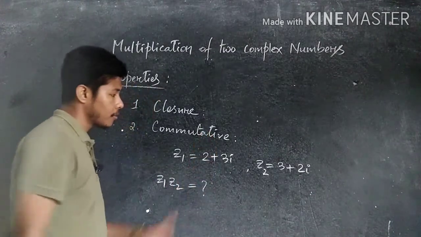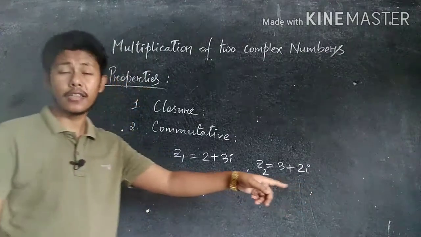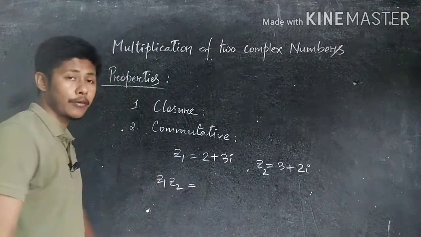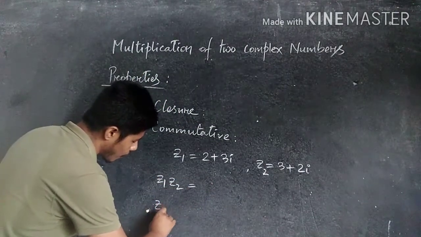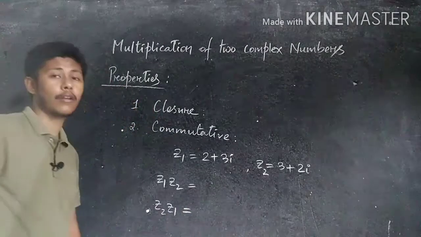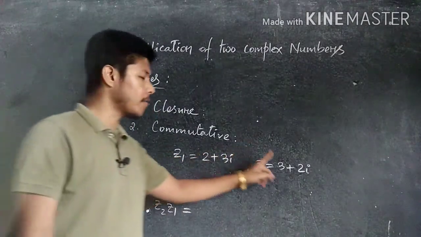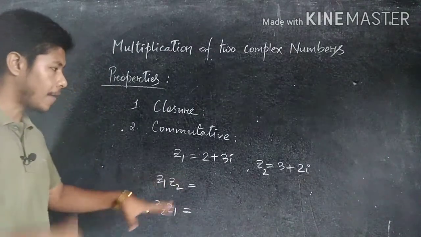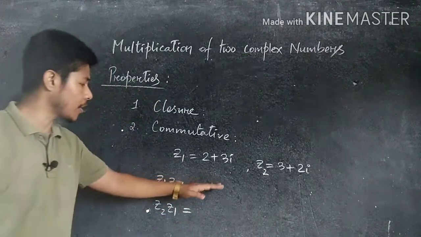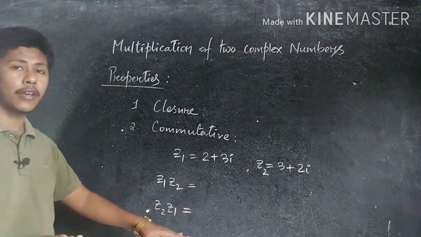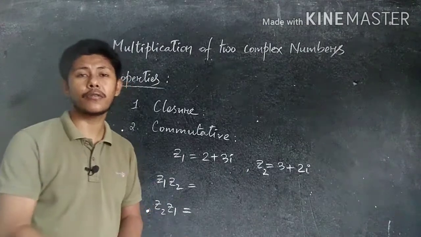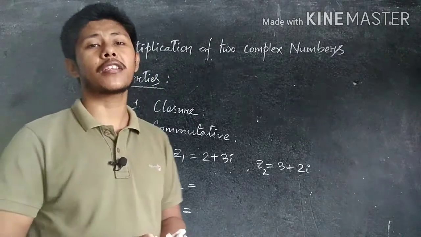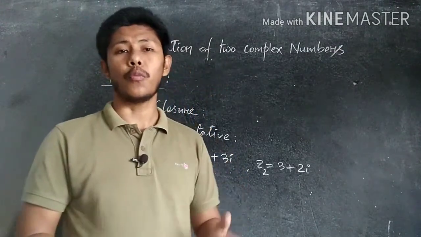So easily we can multiply these two. So z1 into z2 we have to multiply, and after that we get some result. In the same way we have to multiply z2 and z1 also. First time we multiply z1 into z2, and second time we multiply z2 into z1. And if we get the same result in both places, then we can say z1 z2 equals z2 z1. So from here easily we can say yes, the multiplication of two complex numbers is commutative.